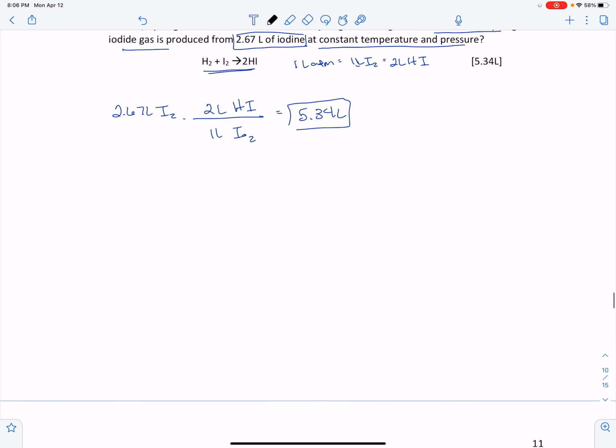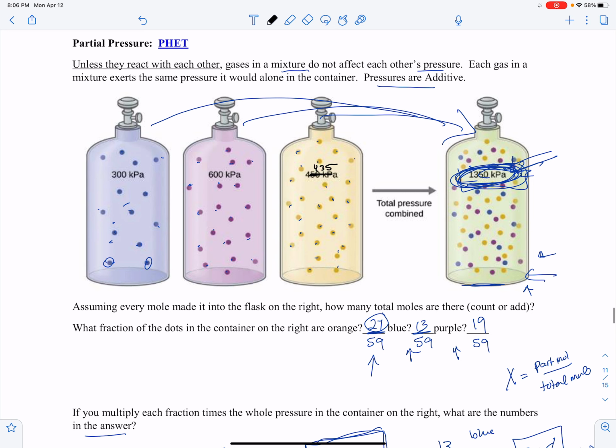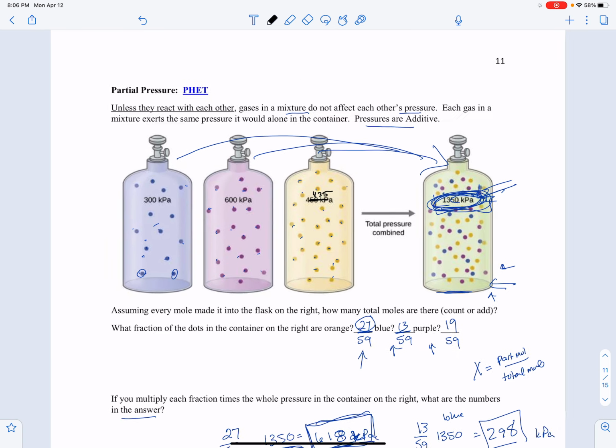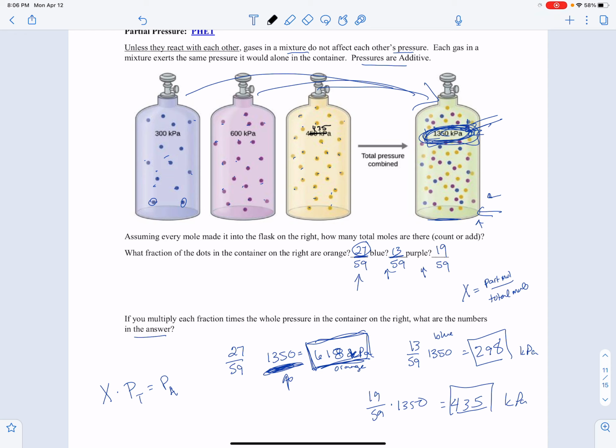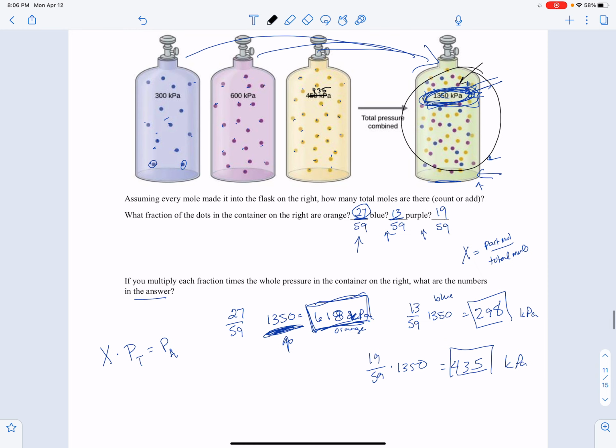So there's some more examples, practicing doing that. And then this is the section where you can practice either a mole fraction or the idea of mole fraction. That's just however many purple dots are in the total number of dots. So that's pretty easy. And then you can use this equation with mole fraction. You can either have the total pressure and solve for the partial, or likewise have the partial and solve for the total pressure.